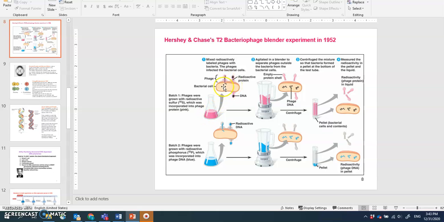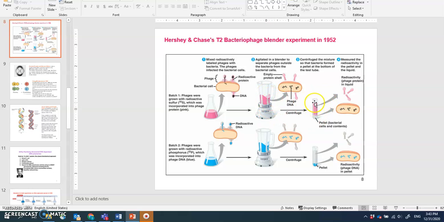After incubating both the E. coli cells and the bacteriophage together on this selective medium with the S35, they use the blender, and they disturb the structure by grinding them. So this structure is disturbed by the blender, and now they are broken into pieces. The bacteriophages outside and the cells were separated after the blender, and then they did a centrifuge.